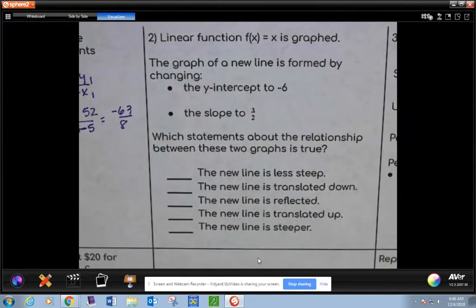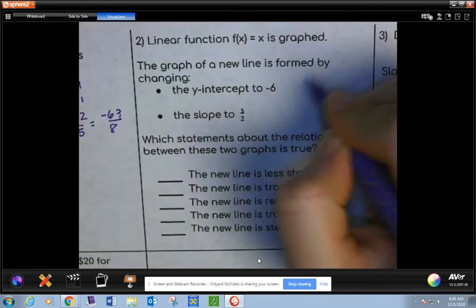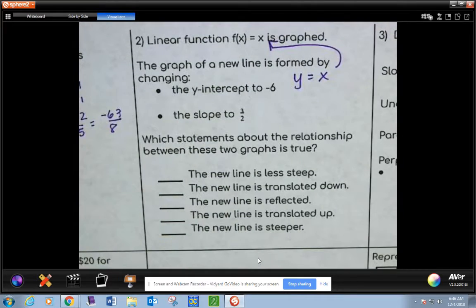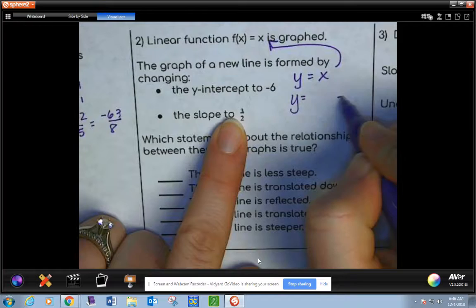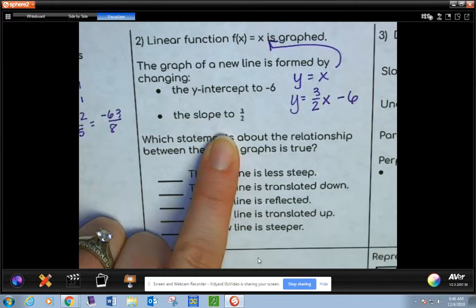Okay, question 2, this is something that we have not gotten to yet. So for this problem, you have a linear function f of x equals x is graphed. The graph of a new line is formed by changing the y-intercept to -6 and the slope to 3 over 2. Okay, so the first thing I want you to do is your first equation, you have y equals x. That's what this tells you right here. Okay, your second equation is telling you to change the y-intercept to -6 and the slope to 3 over 2x.